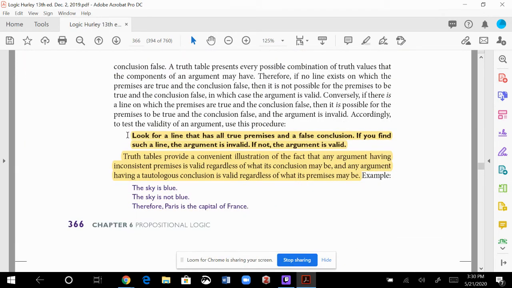So here's a review Hurley gives us. Look for a line that has all true premises and a false conclusion. If you find such a line, the argument's invalid. If not, the argument's valid. Okay?